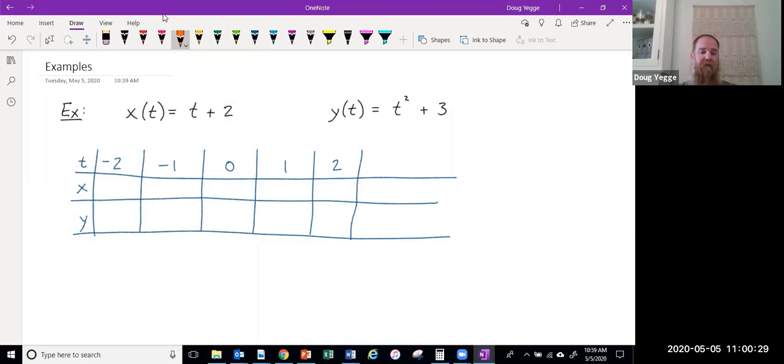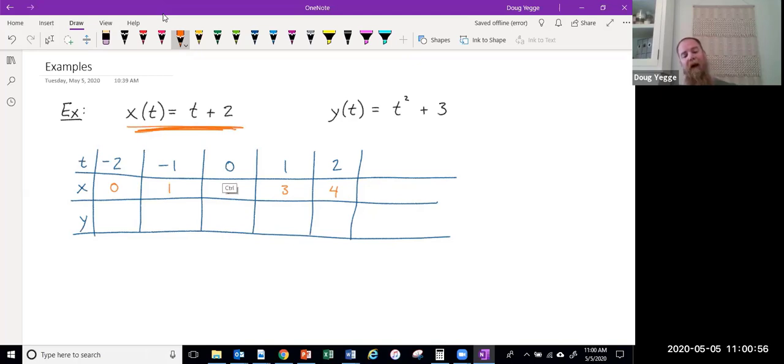So if I plug in -2, x is found by just adding 2 to the t value. So that would mean this is 0. Add 2 to -1 to get 1. Add 2 to 0 to get 2. Add 2 to 1 to get 3. Add 2 to 2 to get 4. And you should now notice a pattern in the x's: 0, 1, 2, 3, 4. That's a linear change, which makes sense because x changes linearly.